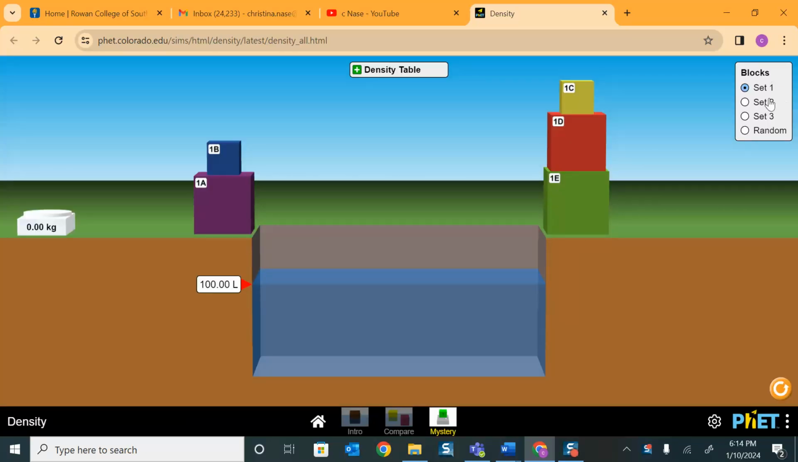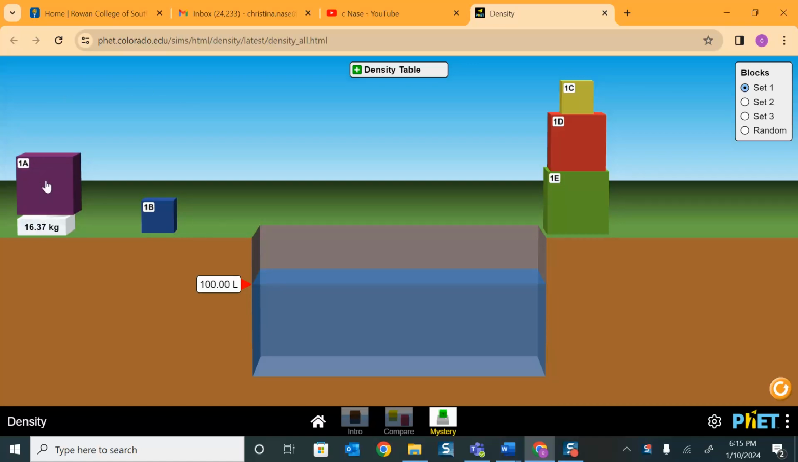And there are a few different sets of mystery blocks. We're going to do them all. It goes really fast once you get started. So I'm going to walk you through block 1A, and I'll give you a couple heads up on a few things. The first thing you want to do is drag this block, put it on the balance here, 19.3.